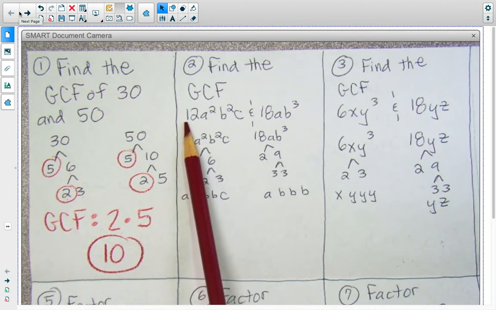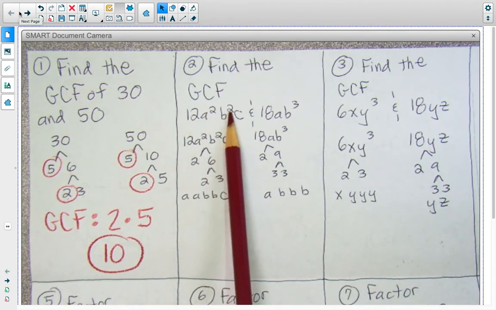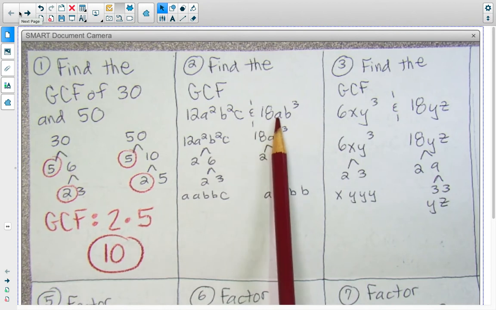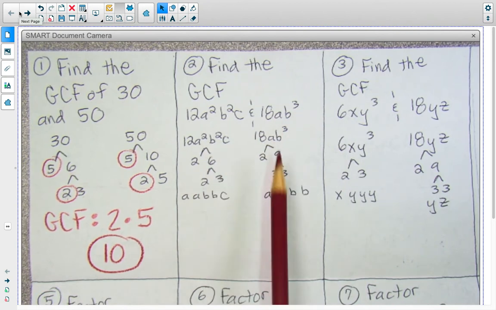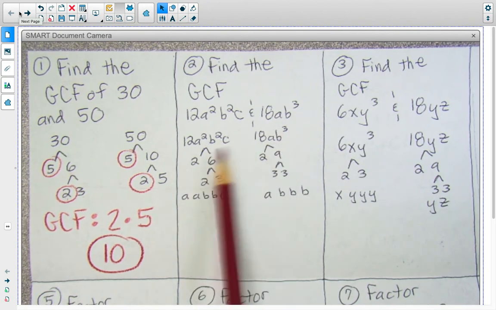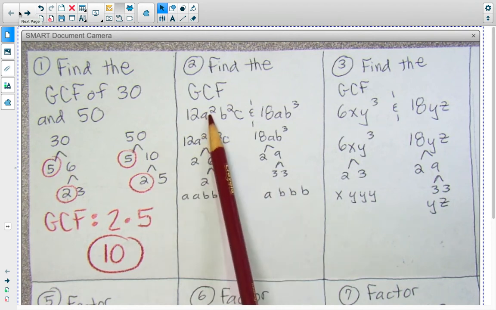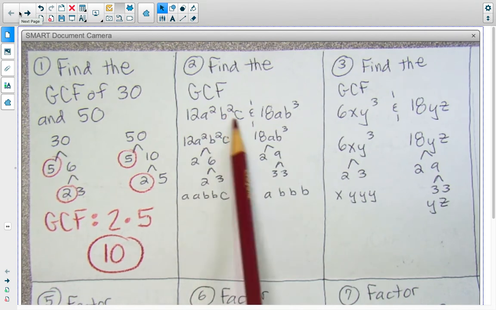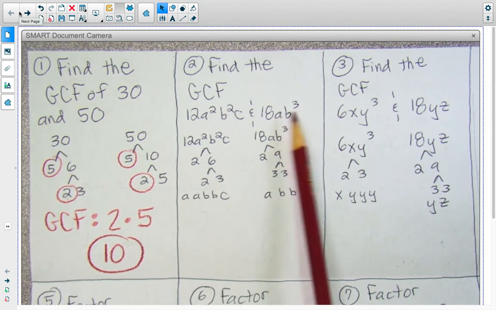Next, we're going to find the greatest common factor of 12a squared b squared c and 18ab to the third. I already did my factor trees and broke it down to prime numbers. This told me I had 2 a's, so I wrote AA, 2 b's, I wrote 2 b's, and I brought the c down. Same with the a and the 3 b's.